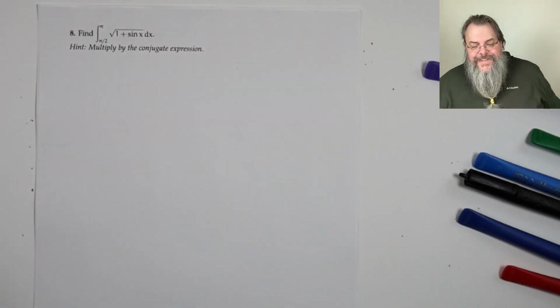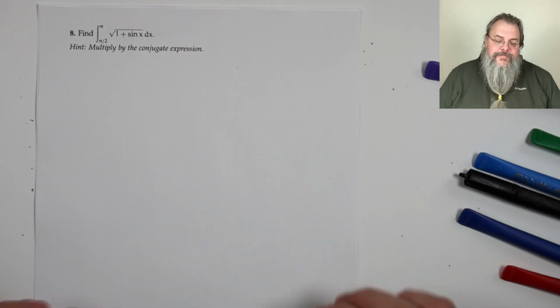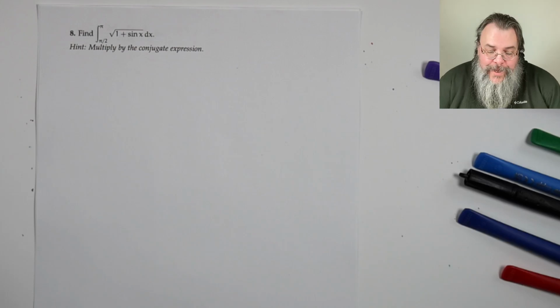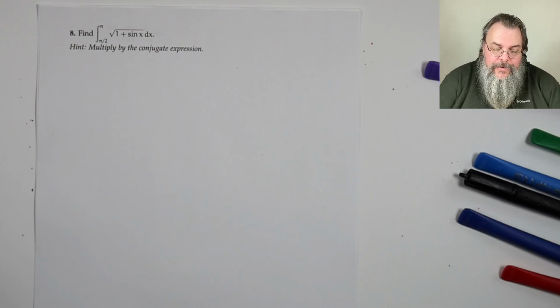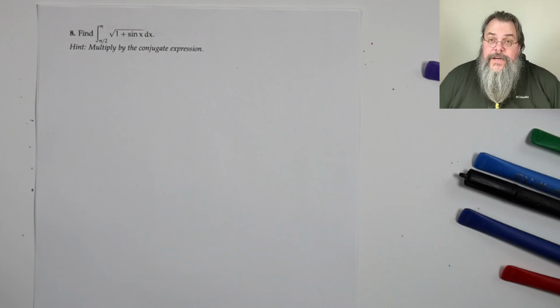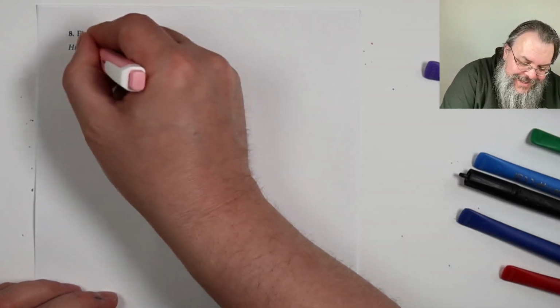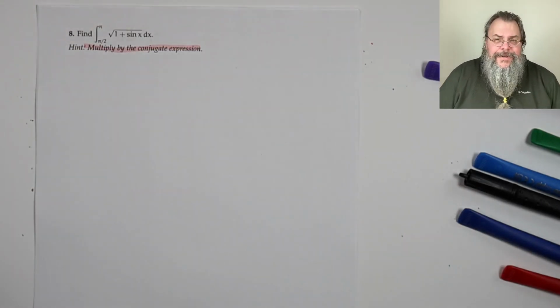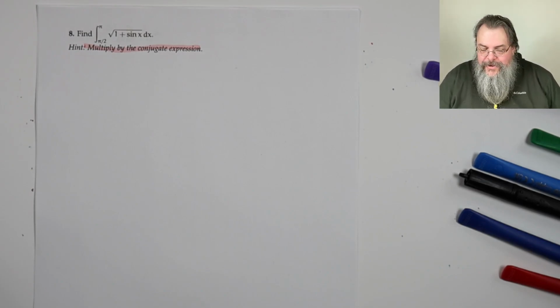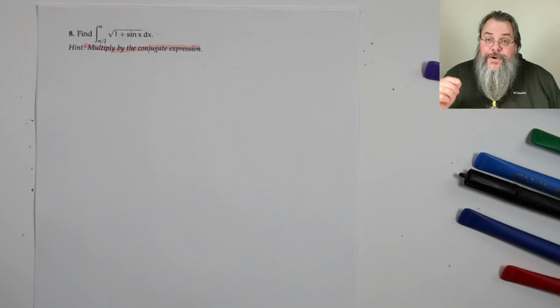All right, number 8. Find the integral from pi over 2 to pi of the square root of 1 plus sine x dx. Now it'd be like, how do we do that? Man, it would be nice if we had a hint. Oh, they gave us a hint? Oh, they were feeling pretty nice. Okay, so let's use their hint. Multiply by the conjugate expression.